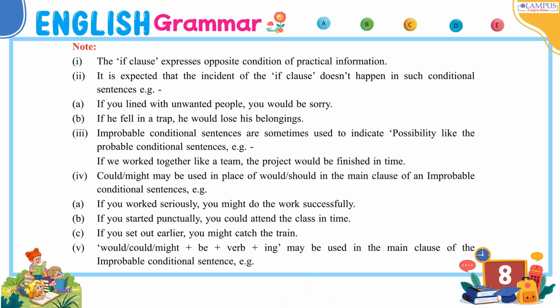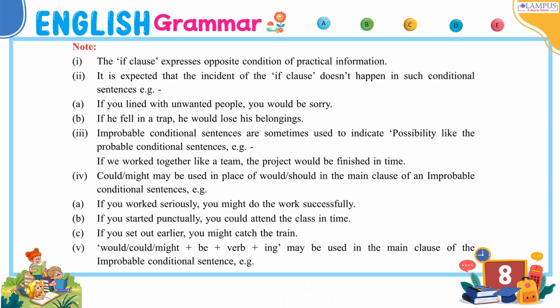3. Improbable conditional sentences are sometimes used to indicate possibility like the probable conditional sentences. Example, if we work together like a team, the project would be finished in time. 4. Could or might may be used in place of would, should in the main clause of an improbable conditional sentence.